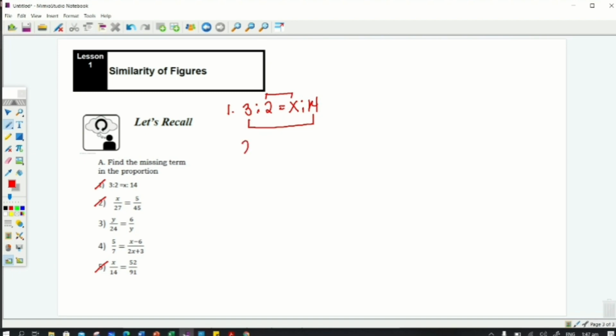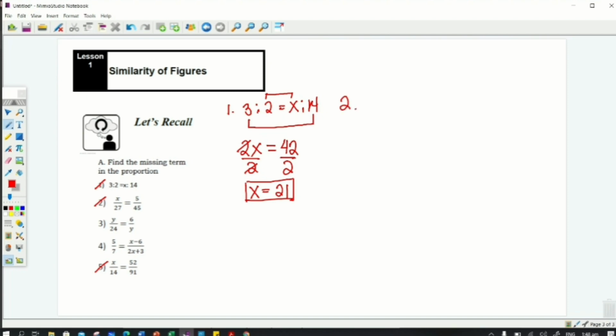So, 2 times x, that is 2x, is equal to the product of the extremes. We have 3 times 14, that is 42. From here, we divide both sides of the equation by 2. So this cancelled out. Then x is equal to 42 divided by 2. The answer is 21, and this is the value of x.